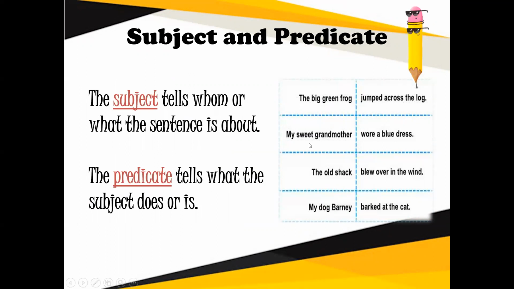In the example, "My sweet grandmother wore a blue dress," where do you think is the subject and where do you think is the predicate? So the subject is "my sweet grandmother" and the predicate is "wore a blue dress." If you notice, the subject usually appears at the beginning of your sentence and the predicate comes right after. Also, subjects are usually composed of nouns and pronouns, while in predicates you have a main verb or a linking verb.